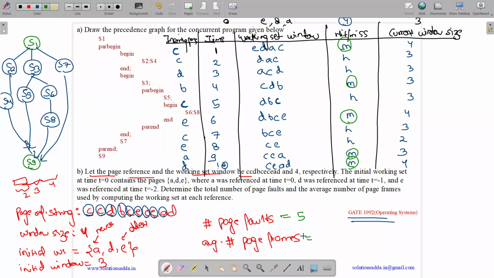What is the average number of frames? So let us sum this up. 4, 5, 6, 7, 8, 9, 10, 11, 12, 13, 14, 15, 16, 4, 20, 23, 25, 28, 32. So we have 32 divided by 10, which is 3.2. So the average number of page frames is 3.2. So the answer is 5 and 3.2, and this is the answer for the A part.